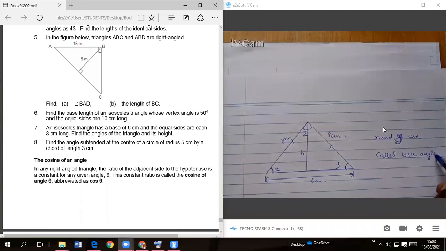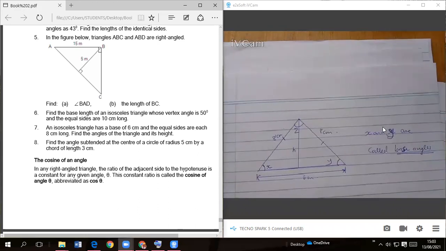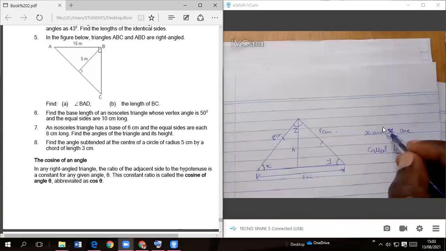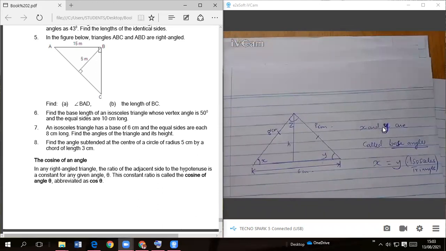They are called base what? They are called base angles. X and Y are called base angles. So the base angles X and Y for an isosceles triangle. Are we together? They are equal. X and Y are equal, called base angles. They are equal for an isosceles triangle. So in that case, we know that X is equal to Y.